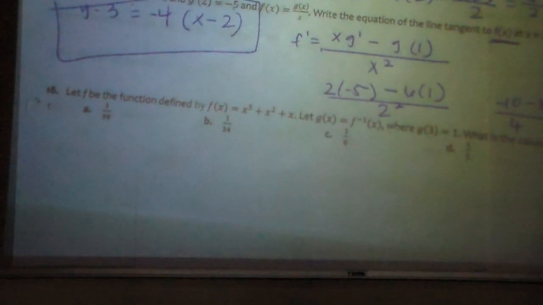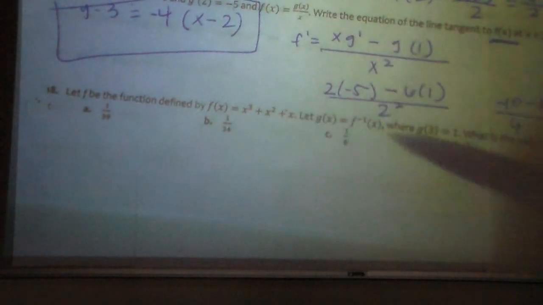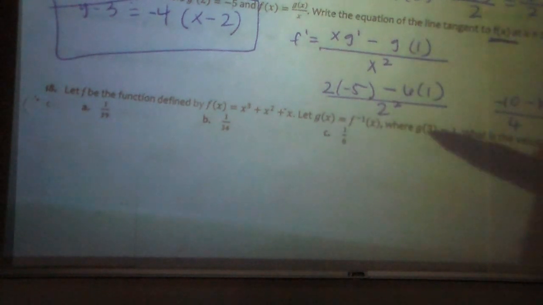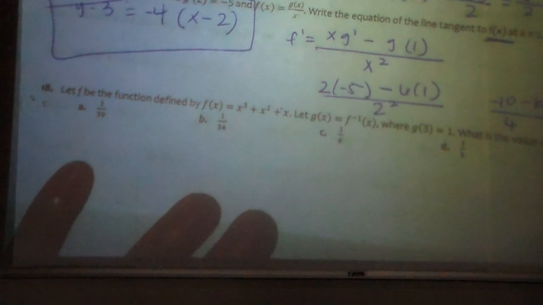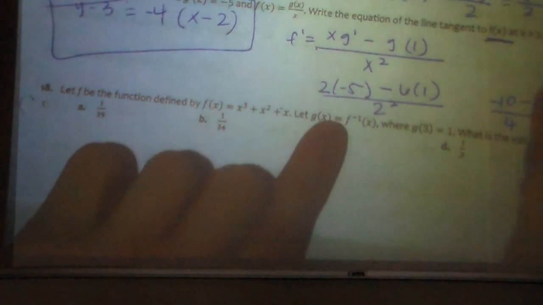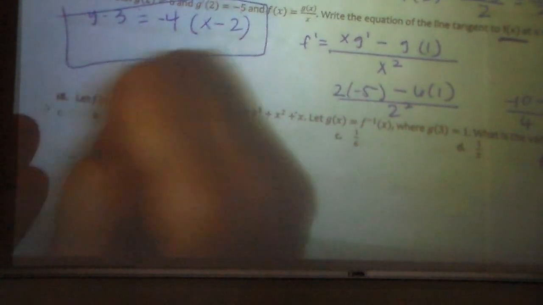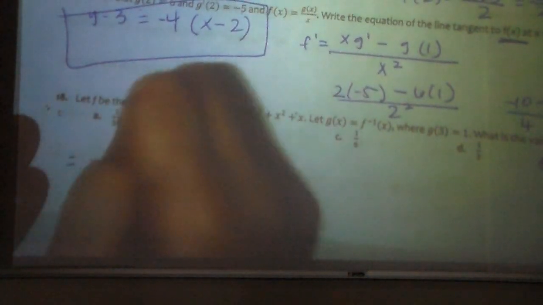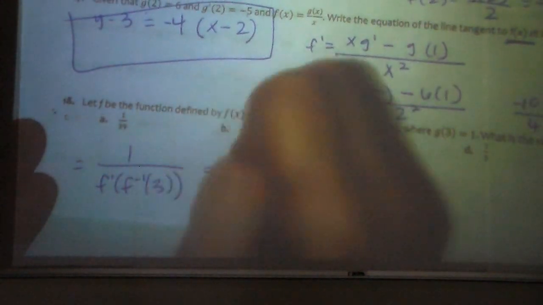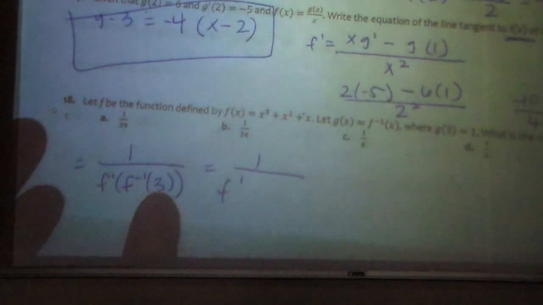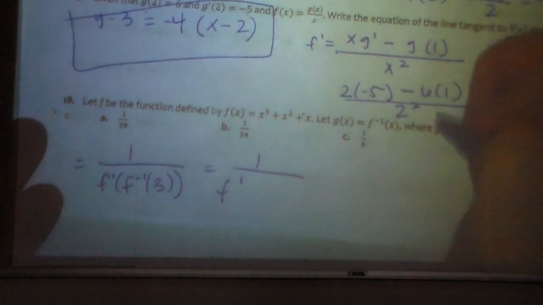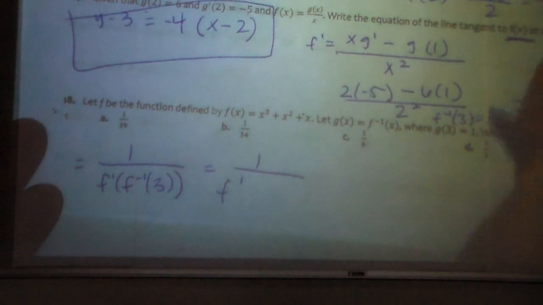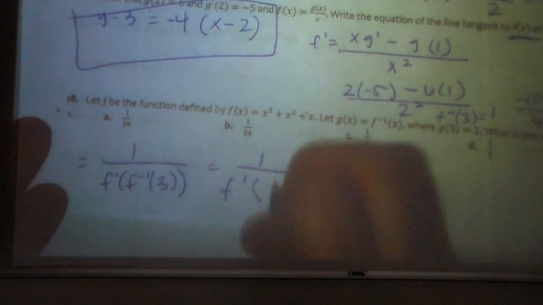All right, here I've got a function. The g is the inverse of f. G of 3 is 1. What is g prime of 3? So I know that g is just f inverse. This is the same as f inverse prime of 3, which is going to be 1 over f prime of f inverse of 3. First I need to find f inverse of 3. G of 3 is 1, which means f inverse of 3 equals 1 because g is f inverse, so it gave it to me. So this is just 1.